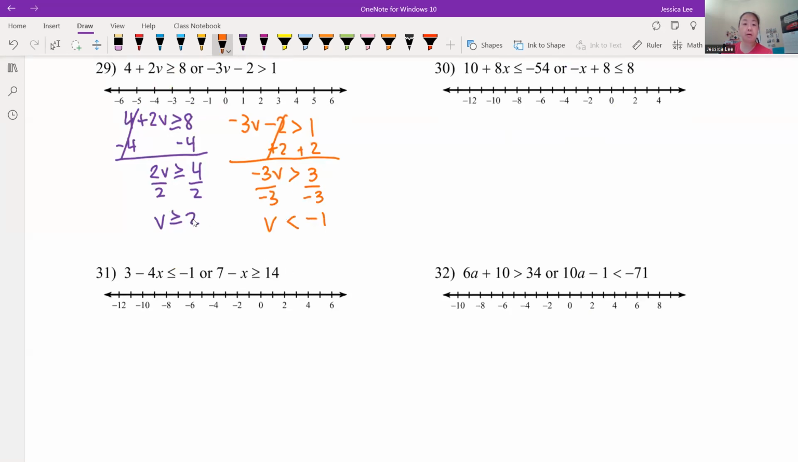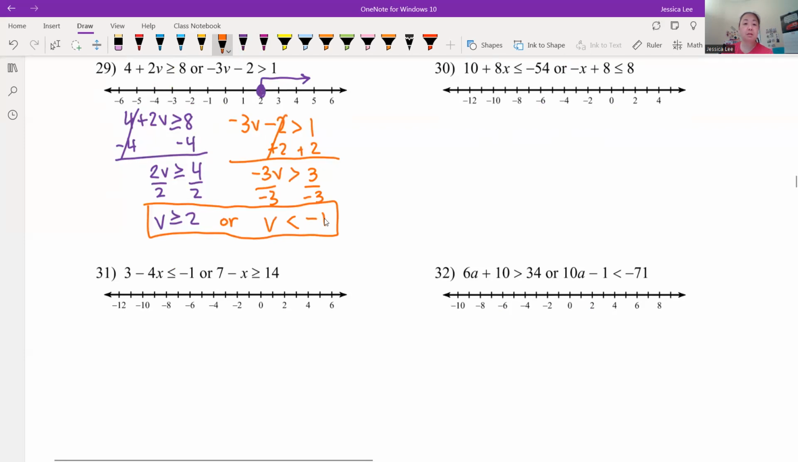So now do we see how we have our two inequalities? Don't forget to put or, because we have both conditions, okay? It's either the purple condition or the orange condition, right? So if we're going to graph the purple one, v is greater than or equal to 2. At 2, it's going to be solid. It's going to be a closed circle. We're going to go to the right.